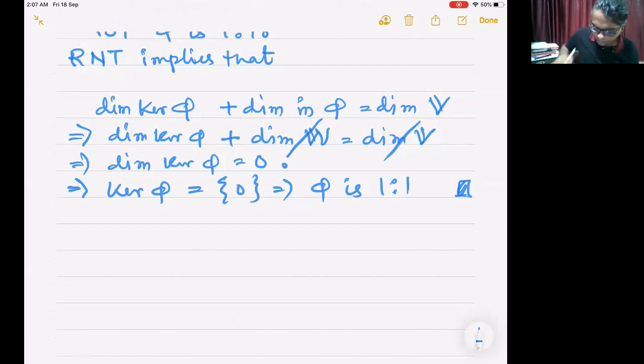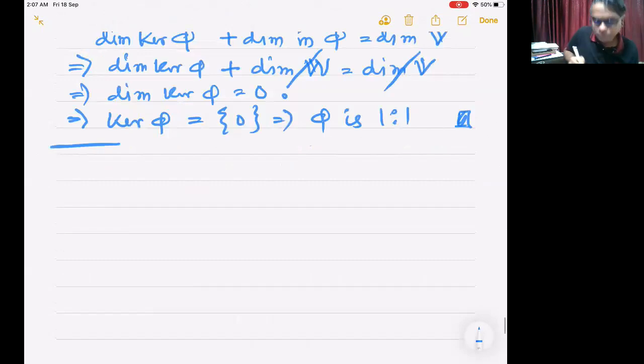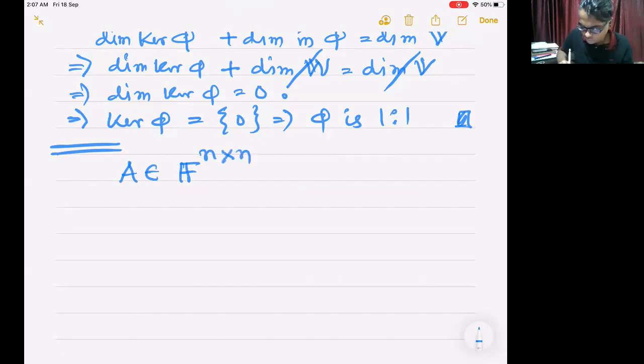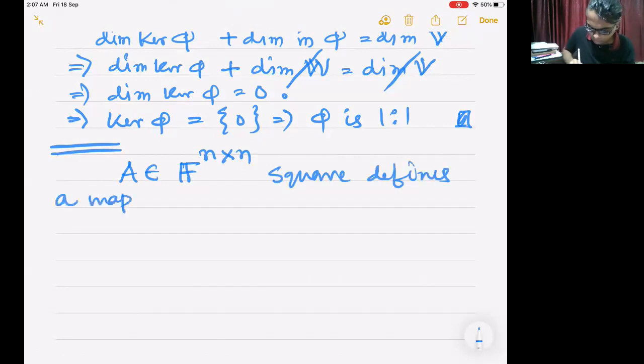So you see, what does this mean in terms of matrices? When we have a matrix A in general, we are defining this map from F^n to F^m, right? But here we are saying that the dimensions are equal, so it will be mapped from F^n to F^n, which means A must be a square matrix. So a square matrix defines a map from F^n to F^n. That is when the two dimensions are equal.